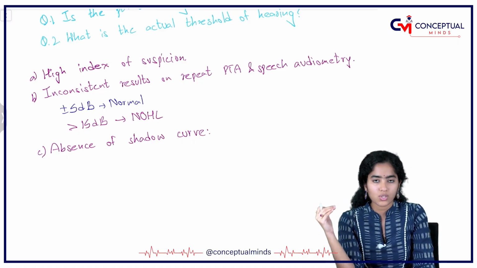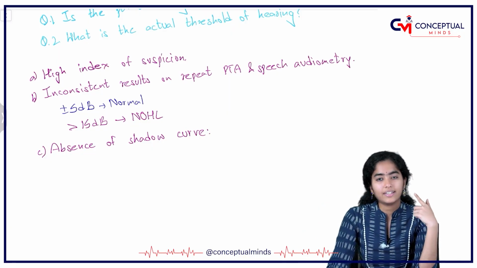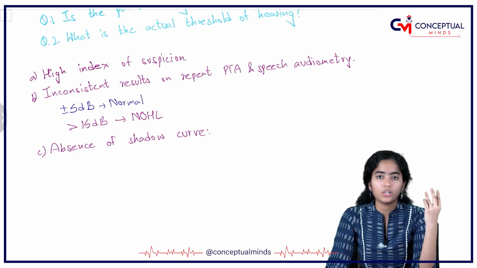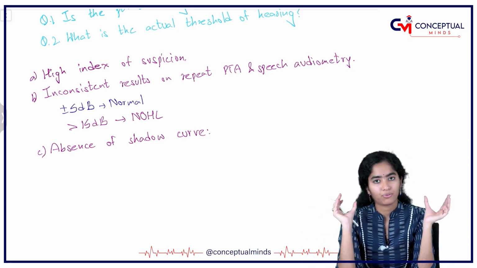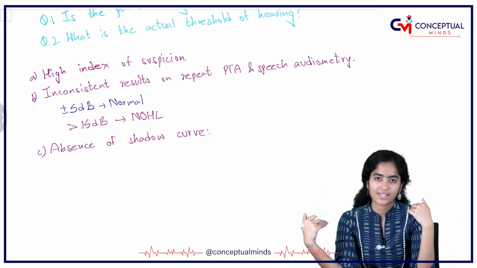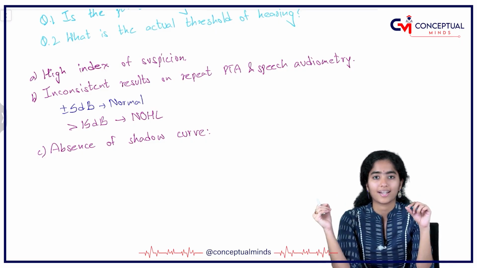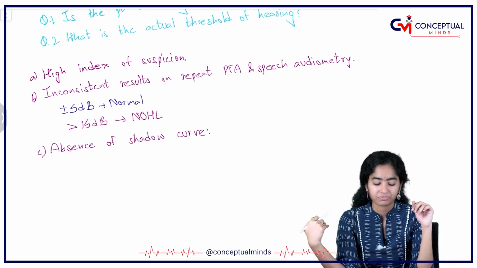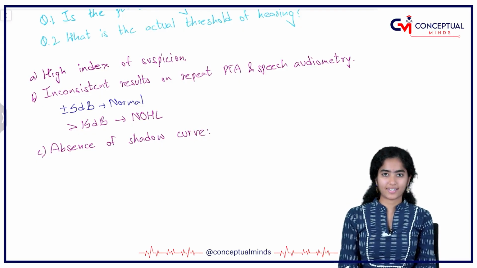And to avoid all this, what we do, we perform something called as masking. The non-test healthy ear is given some narrowband noise so that it does not respond to the sound impulses that are being given to the test ear. If at all masking is not done, you get false results, and those false results on a pure tone audiometry chart are called as shadow curve. So to avoid shadow curve, normally what we do is we perform masking.